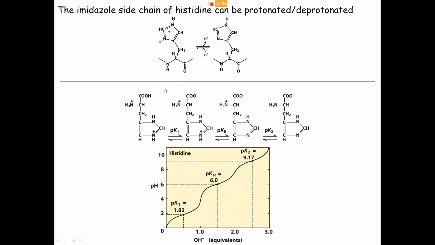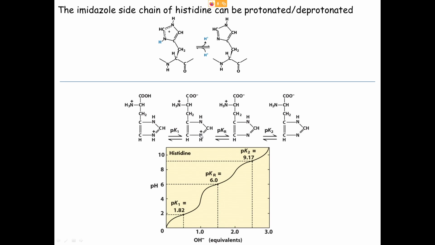At 1.82, this top group would exist 50-50 between these 2 species. But as we go more basic than 1.82, it starts to look like this. And then as I keep going and add more base, eventually the next pKa I come to will be the imidazole ring, which is around 6.0.